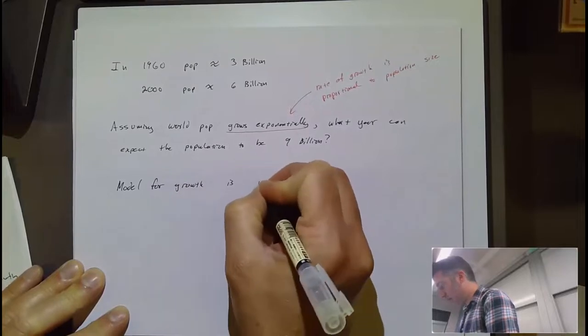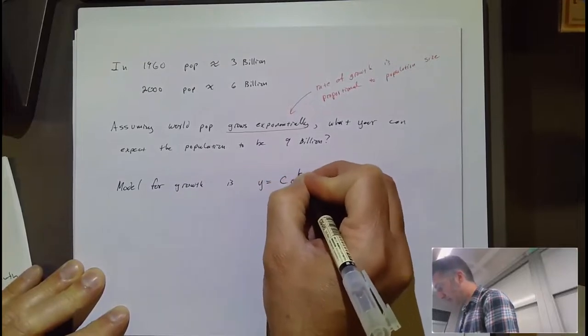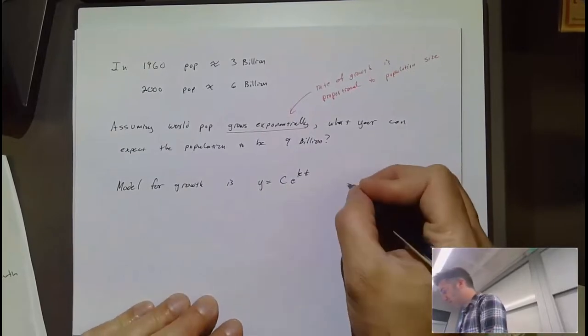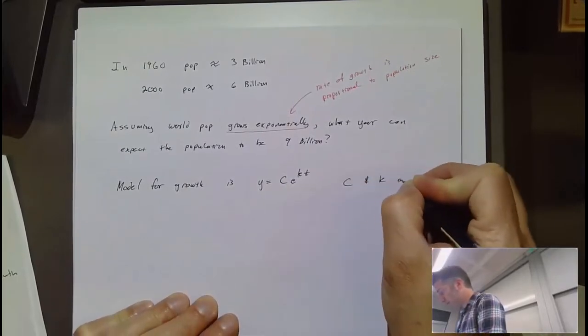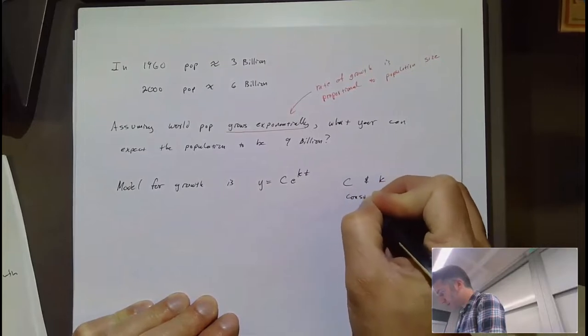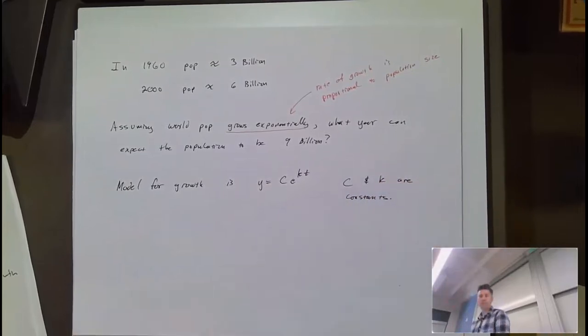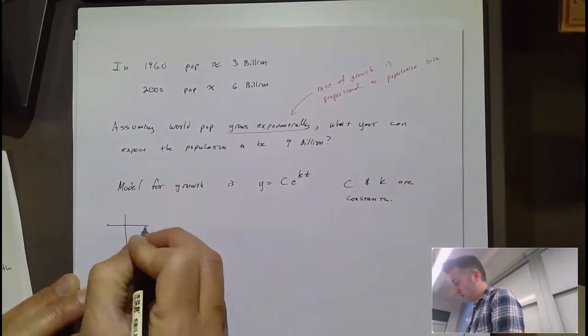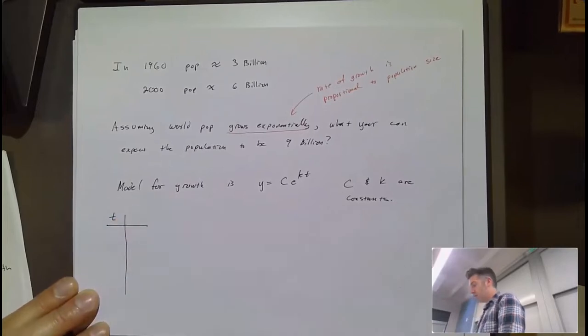So when this is the case, we're going to start off by saying, well, our model for growth is y equal to c e to the kt, where c and k are constants that we need to solve for. Typically, c is pretty easy because it's going to be the amount we start off with. So what we're going to do is make a little table. T for time, y for population.